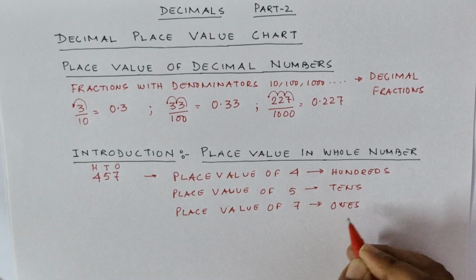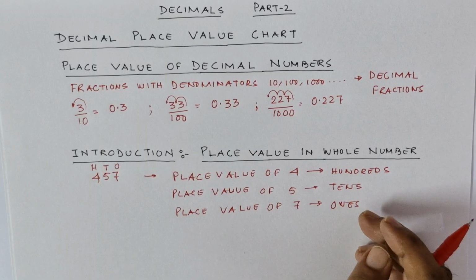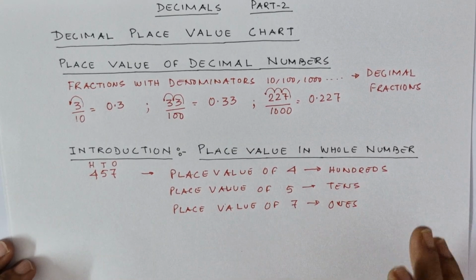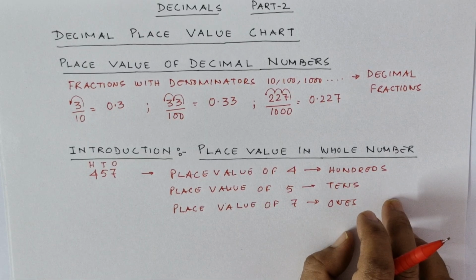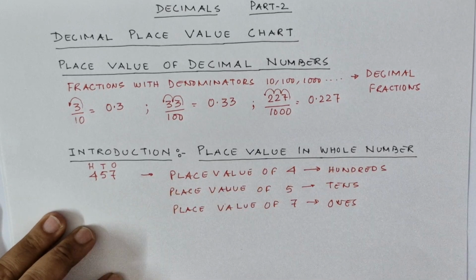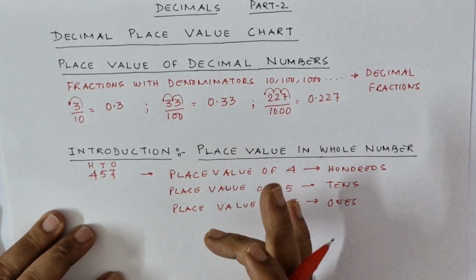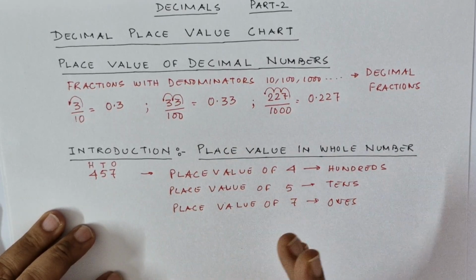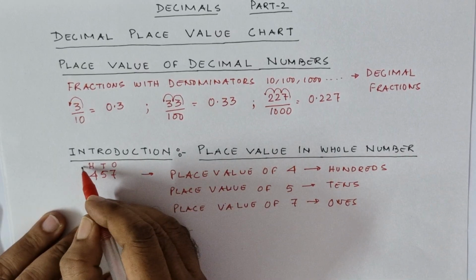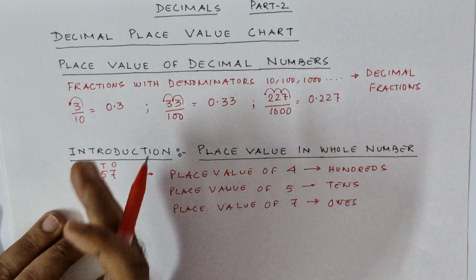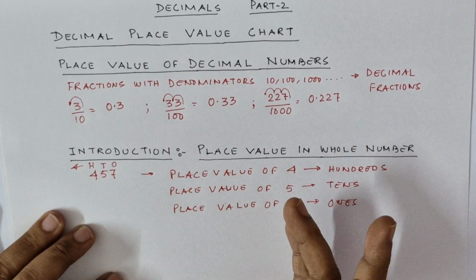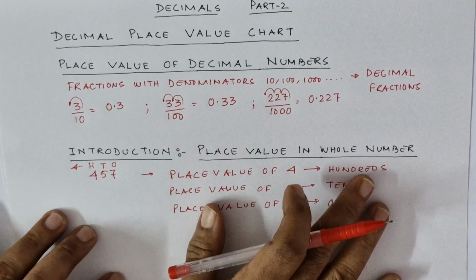Ones, means 7 into 1 is 7. So these are the places that we have already covered, right? So you know it. Now decimals are just the extension of this concept. We were going from this position towards the left, but instead of going to the left, now we'll be going to the right after the decimal point. Got it? So we'll see how to do that.